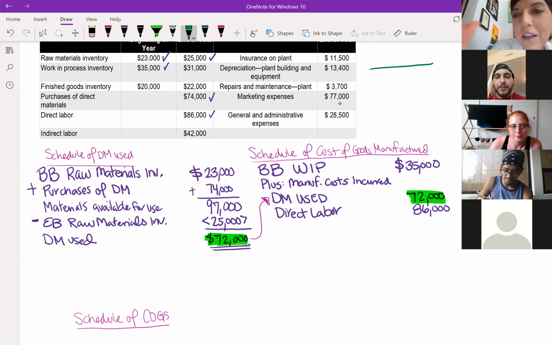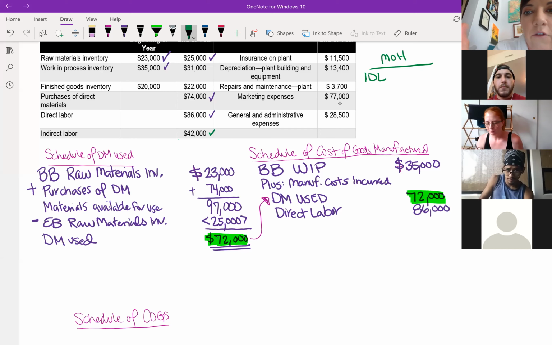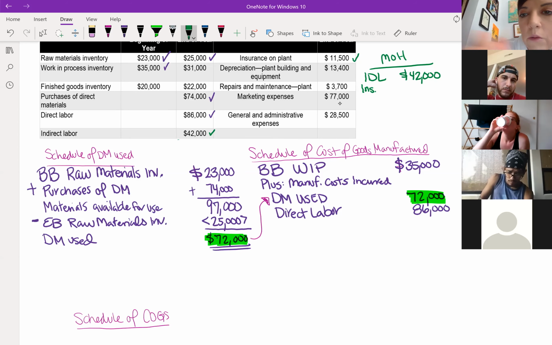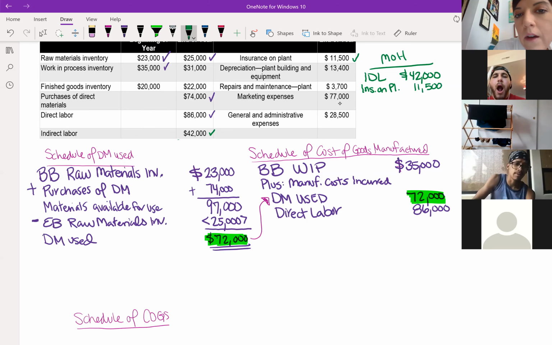And then I'm just going to do a little bit over here, manufacturing overhead. We're just going to accumulate those costs so you see where the costs are coming from. So manufacturing overhead is going to include the indirect labor cost, right? Of 42,000. Insurance on plant is going to be included in there. Because remember, it's all of the other costs of manufacturing that are not direct materials or direct labor. But it has to do with the plant itself, though, right? Correct. Yep.